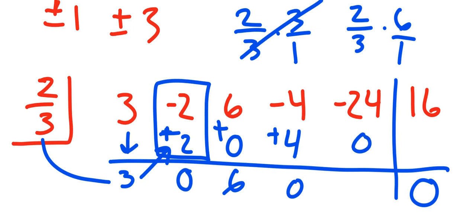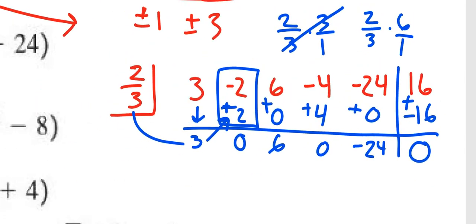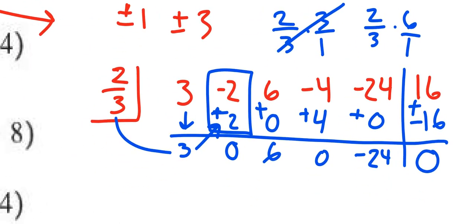And you multiply again and get 0. And you add and you get negative 24. And what's 2/3 times negative 24? Negative 16. Yeah. Okay? And we add and we end up with 0. Fantastic. What in the world did we just find? If this is the remainder, what's the next one over?